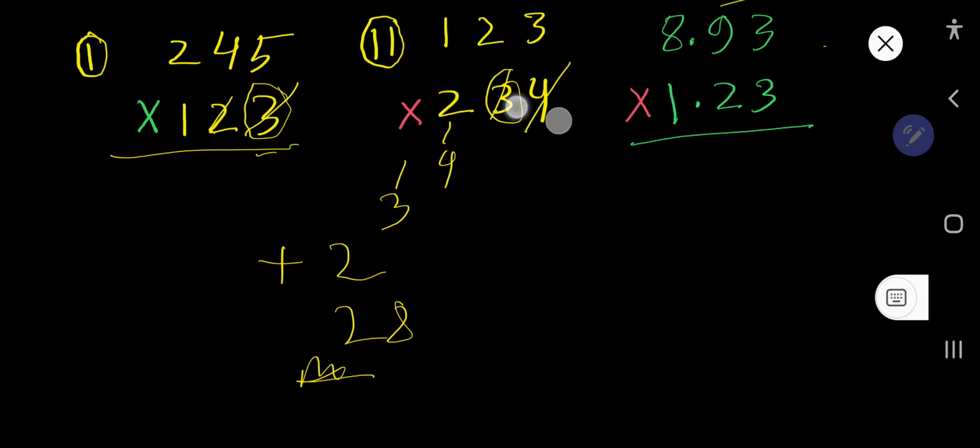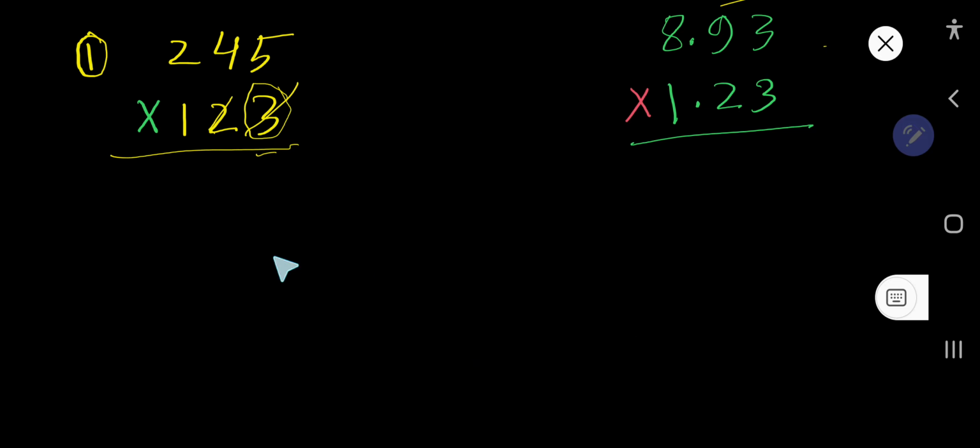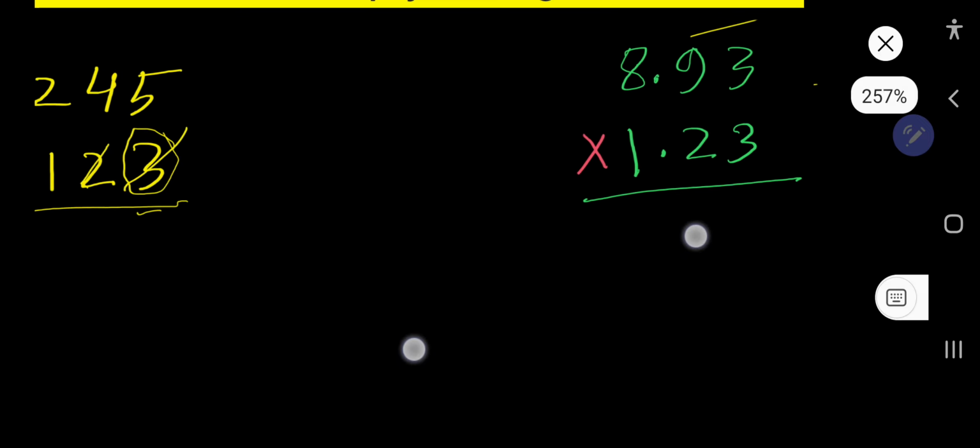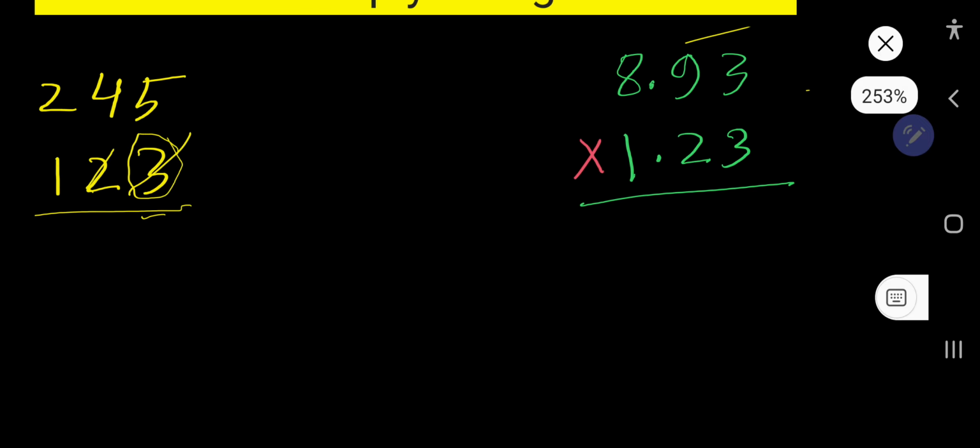Okay. Now we'll solve this third problem. This problem, right? So look, don't think about the decimal, just multiply these two numbers as normal. 3 times 3, that is 9. 3 times 9, 27. Write here 7, carry 2. 3 times 8, 24. 24 plus 2, 26.